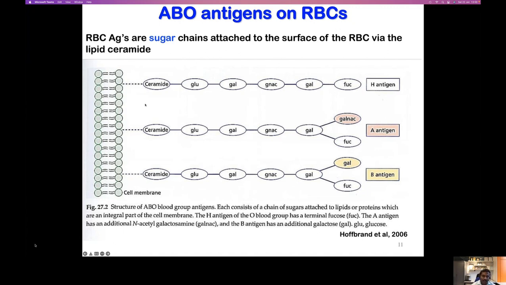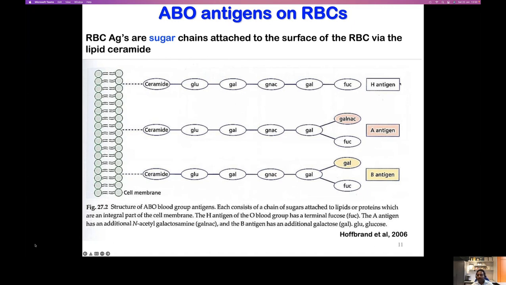So here you can see there's a ceramide group. Don't worry too much about the ceramide group because we're going to talk about this during our lipid lecture. These ceramide groups are lipids, and these lipids are anchored to the red blood cell membrane. That's how it's attached to the cell membrane. Now, the ceramide group is connected with a series of sugars, for example, oligosaccharides. It's a few sugar molecules attached to this one. That's why this is called a glycolipid. It's got a lipid part and also a sugar part.